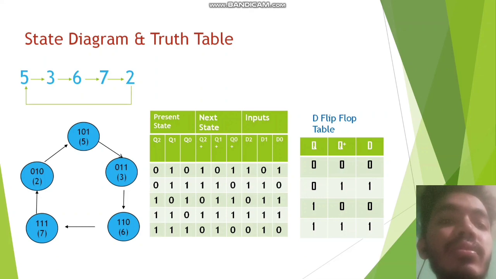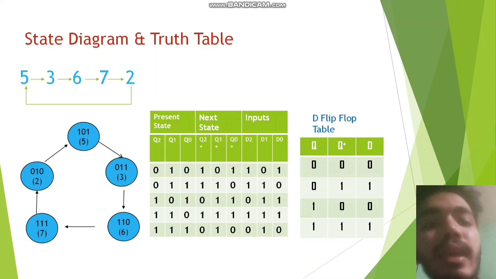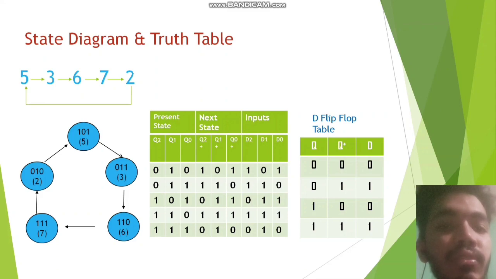1 0 is equal to 0, 1 1 is equal to 1, 0 1 is equal to 0, 1 1 is equal to 1, 1 0 is equal to 1. Now we come to the D flip-flop table. Then we go to Q naught and Q naught plus.